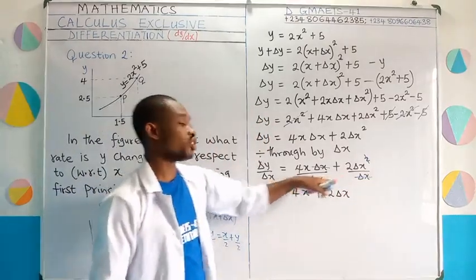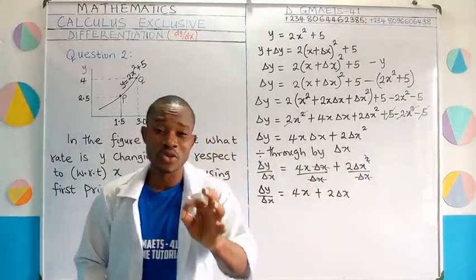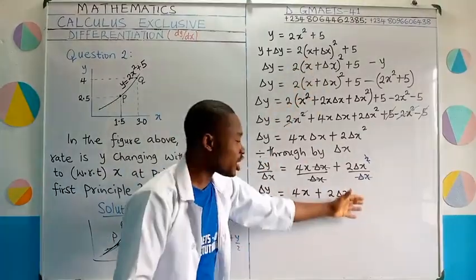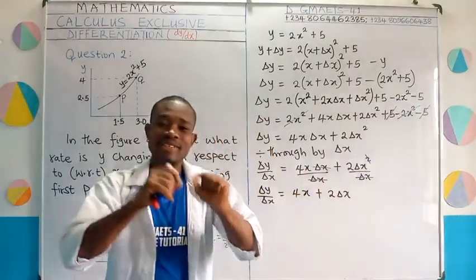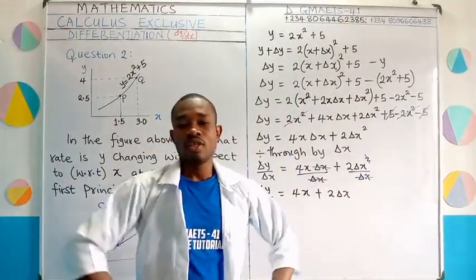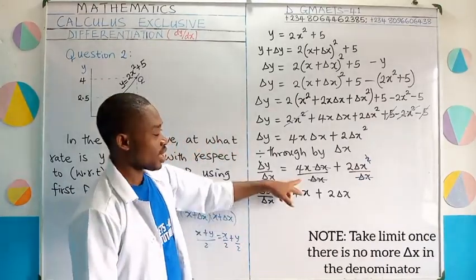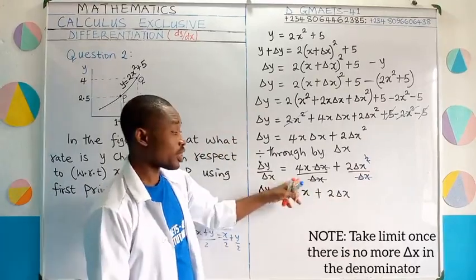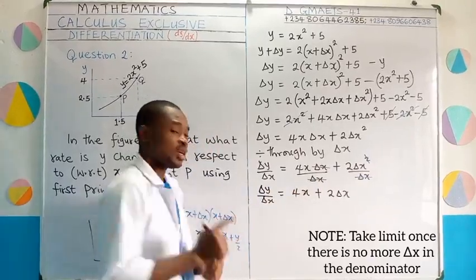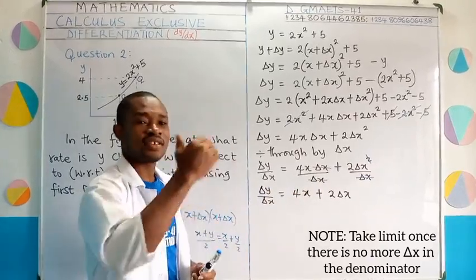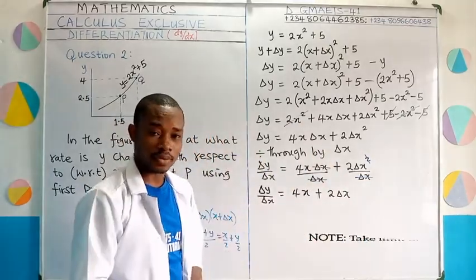Now that I've done this division, now that I have cleared delta x from the denominator on the right hand side, take note of this. Anytime you are done with your simplification, and on the right hand side you are able to clear delta x from the denominator, you can now take your limit. You can now do what? Take your limit as delta x tends to 0. Because there is no delta x in the denominator again, you can take your limit in order to get your dy dx. Remember, dy dx is equal to the limit of the right hand side as delta x approaches 0.